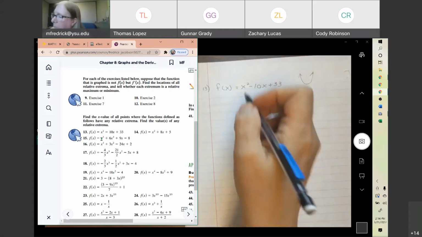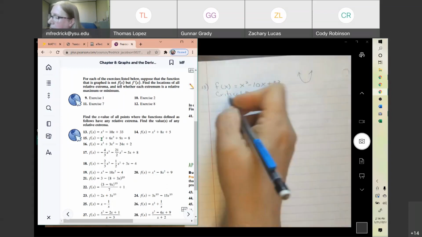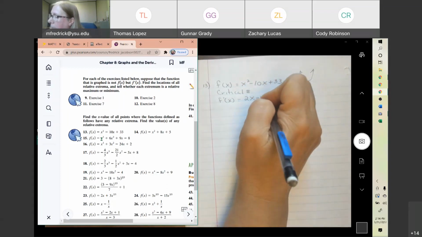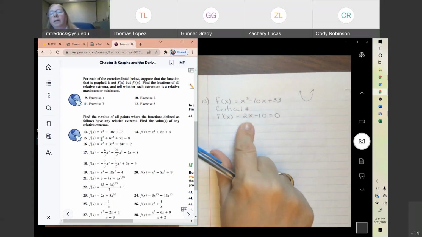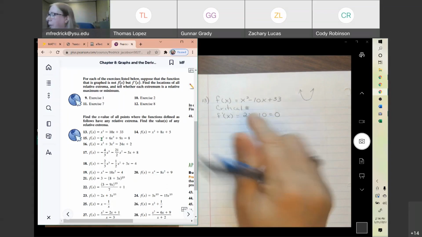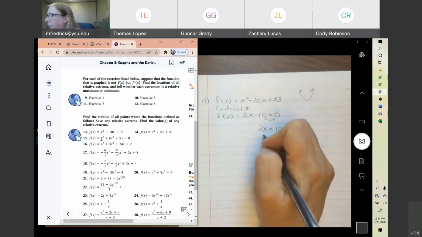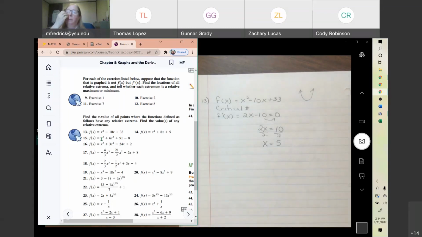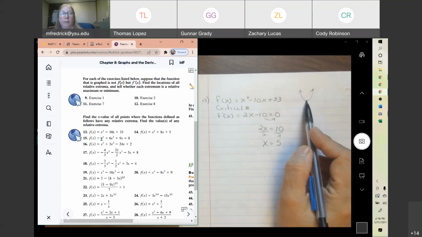So to find the critical number, take the derivative and set it equal to 0. We take the derivative, we get 2x minus 10, and we set that equal to 0. Add the 10 over, divide by 2. 5 is our critical number. So when x is 5, looking at this graph, we will have a minimum.